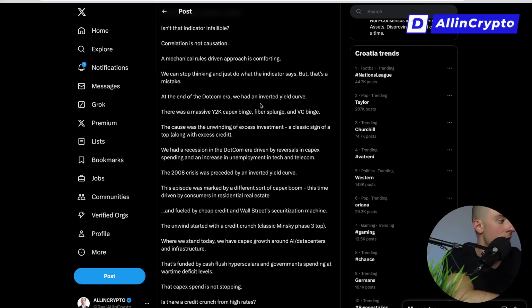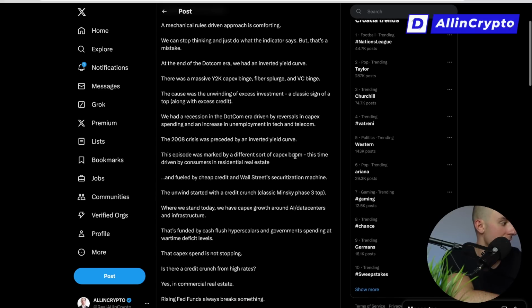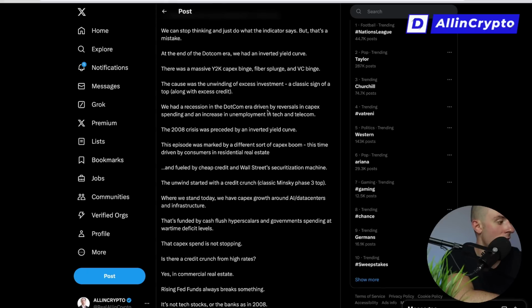At the end of the dot-com era, we had a yield inversion curve, or an inverted yield curve. There was a massive Y2K capex binge, fiber slurp, and VC binge. The cause was the unwinding of excess investment, a classic sign of a top along with excess credit. We had a recession in the dot-com era driven by reversals in capex spending and an increase in unemployment in tech and telecom. The 2008 financial crisis was preceded by an inverted yield curve.